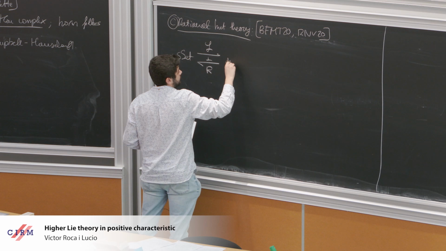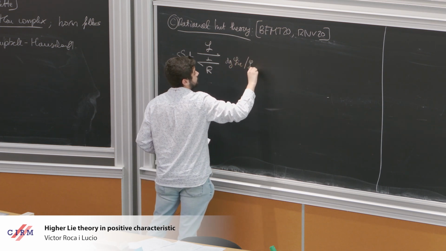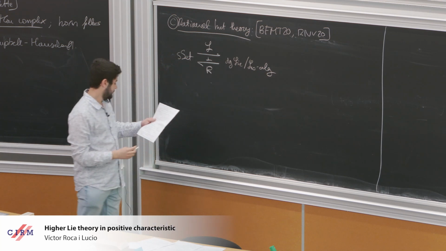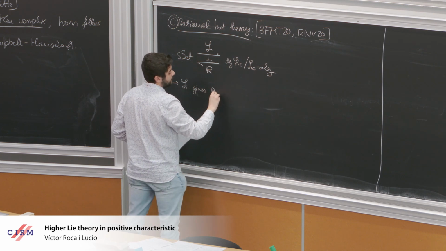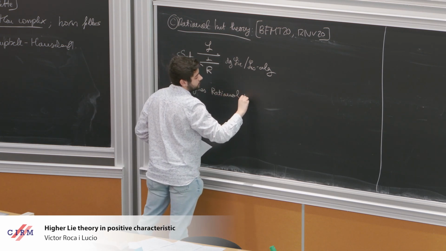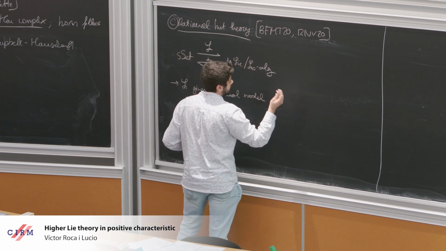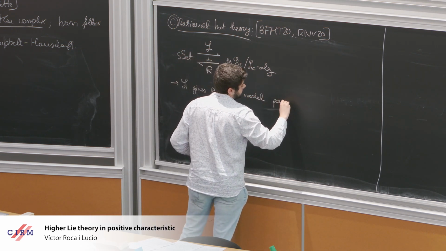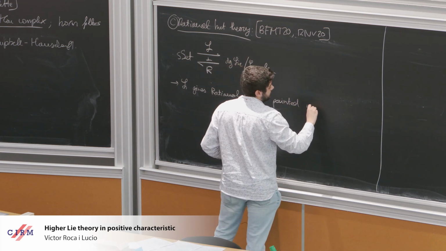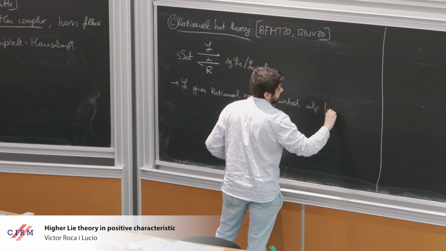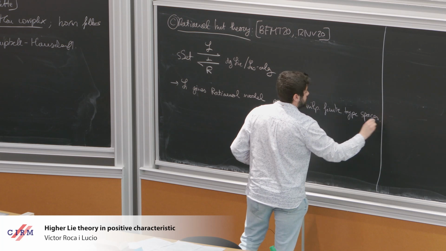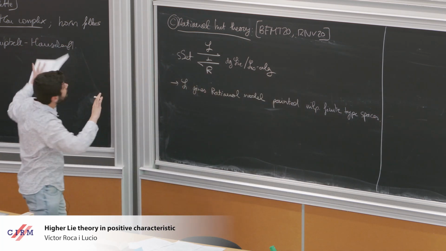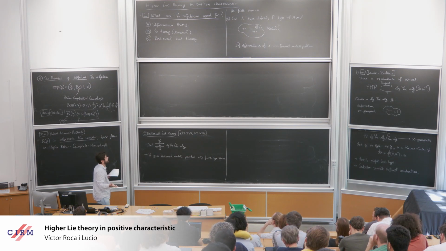So let me write it like this. And it turns out that L gives rational models for, say, pointed nilpotent finite type spaces. So all these three things, they are interrelated, and I guess that's what one may call higher Lie theory.